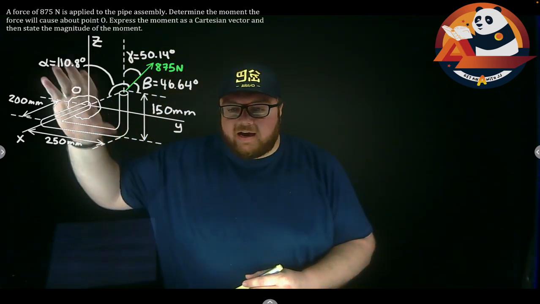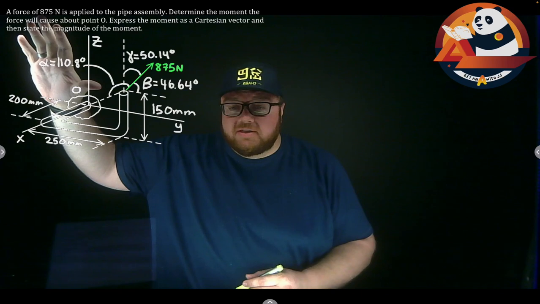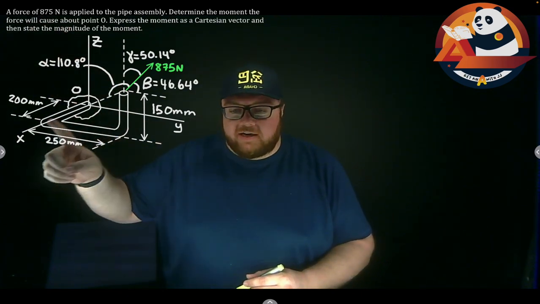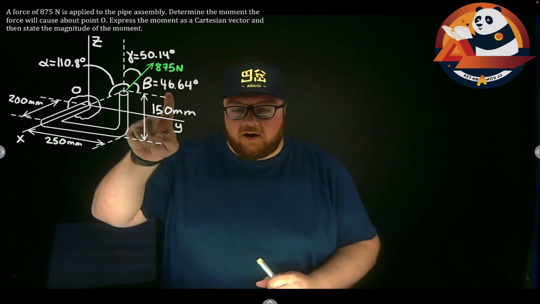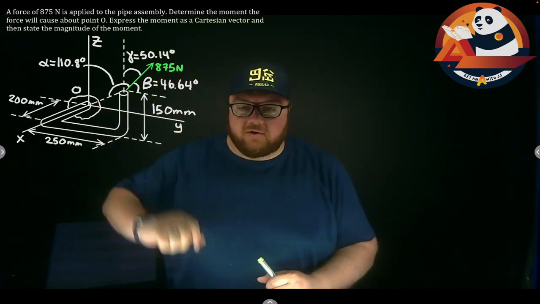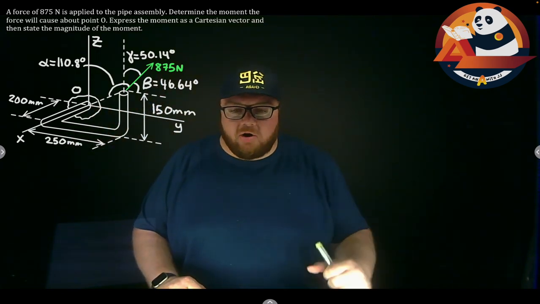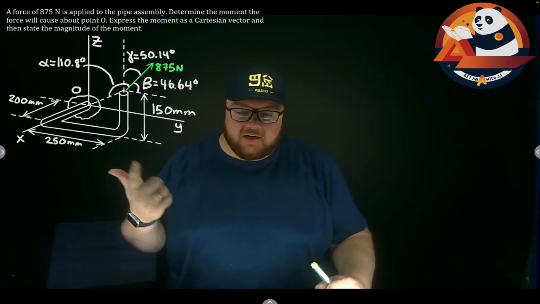In this one, we have a force of 875 newtons applied to our pipe as shown. Let's determine the moment that our force is going to cause about the origin. We're going to give our moment as a Cartesian vector, and then we're going to give the magnitude as well.